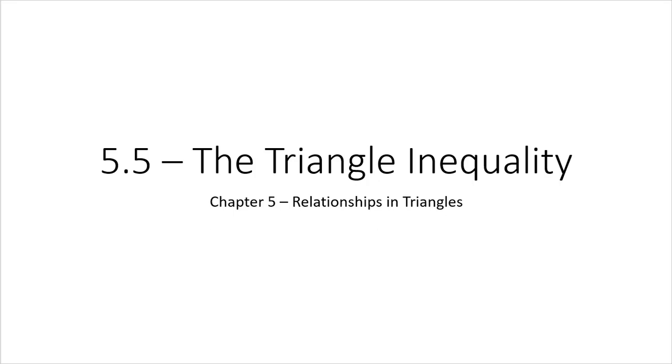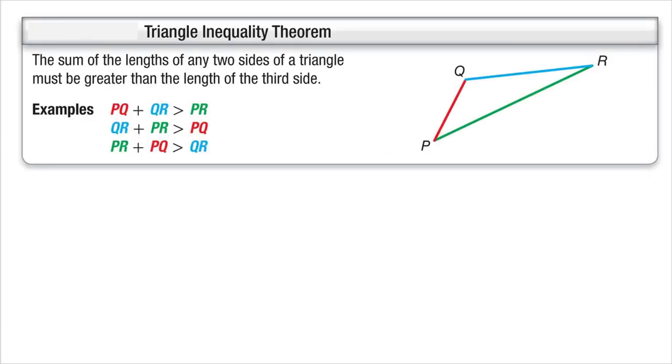Today we're going to be talking about the triangle inequality theorem. This is kind of a fun theorem, I think, for figuring out if three sides can make up a triangle. So our triangle inequality theorem: two sides of a triangle must be larger than the third. That's all it means. So PQ plus QR has to be bigger than PR.